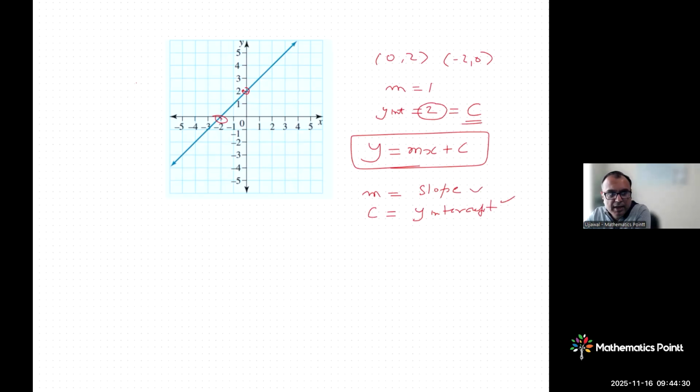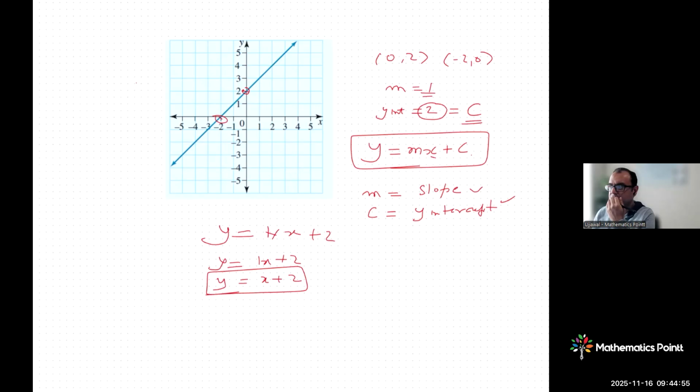So let's plug it in. Y equals to, slope is 1 times x plus c is 2. So y equals to 1x plus 2, or I can write y equals to x plus 2. Is this clear so far, everyone? Any dramas here? Awesome. All right. Now let's do another graph. I'm going to the next page now.